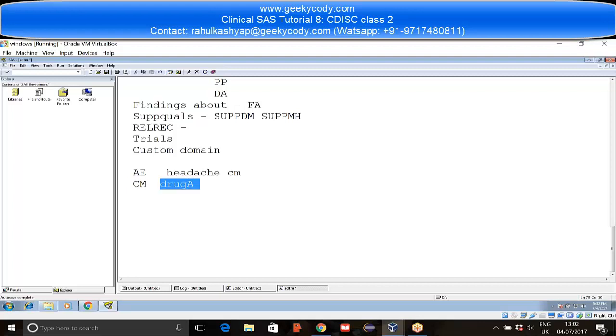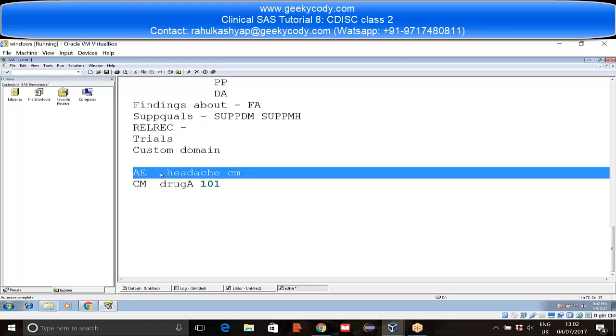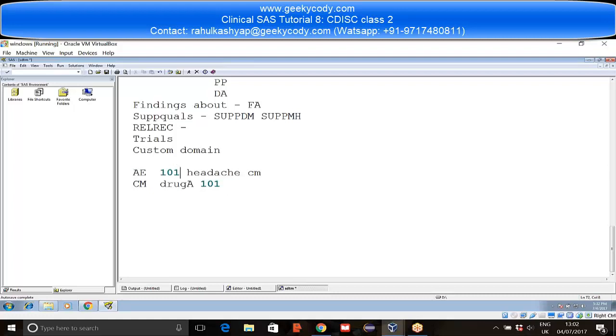Why he has taken the drug A? Because of headache. So here headache won't be there, some code will be there, 101. What is this 101 adverse event? We don't know. So to know about this 101, we need to refer AE domain. So here they will give code. 101 is headache, 102 is nausea, 103 is fatigue, something like that.